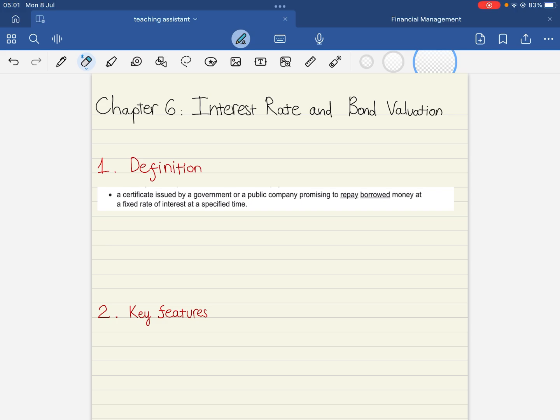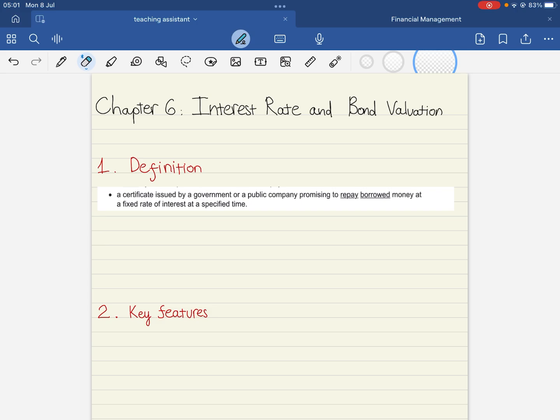According to Google, a bond is a certificate issued by a government or a public company promising to repay borrowed money at a fixed rate of interest at a specified time. So we can clearly see that a bond is a financial tool used by firms or governments in order to raise money to fund a project.